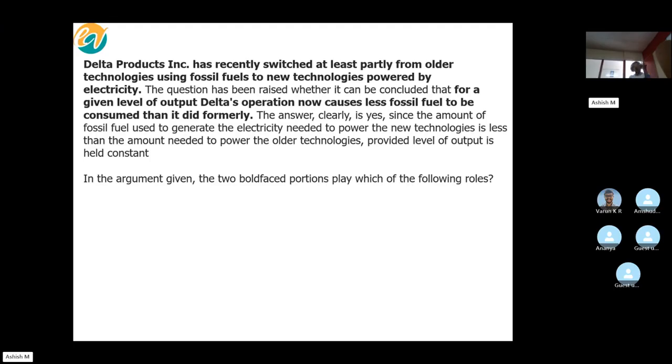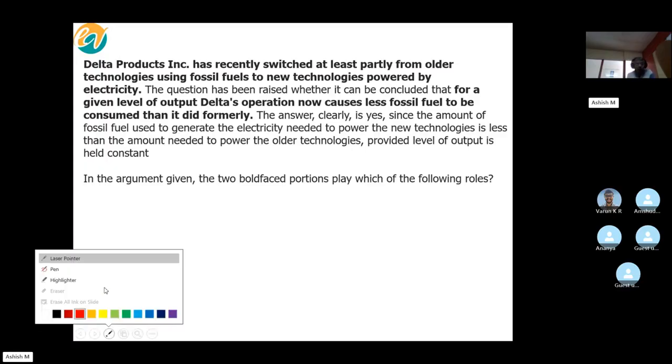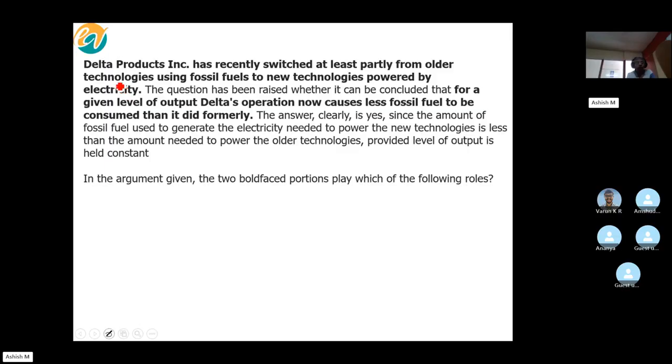All right. Now, what were the three components that you need to identify? The main conclusion, the role of the first boldface, and the role of the second boldface. I am hoping that through this question, it is very clear what a boldface is. Notice first boldface is from here to here. Second boldface is from here to here.